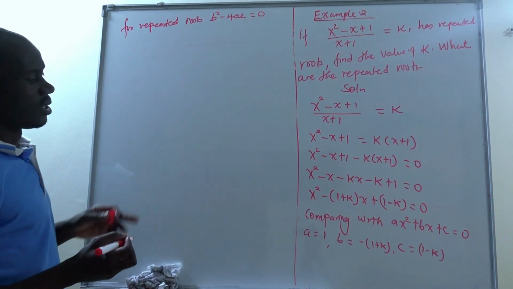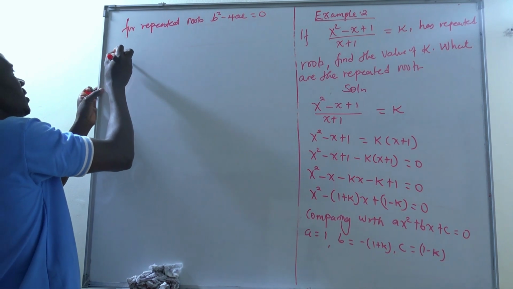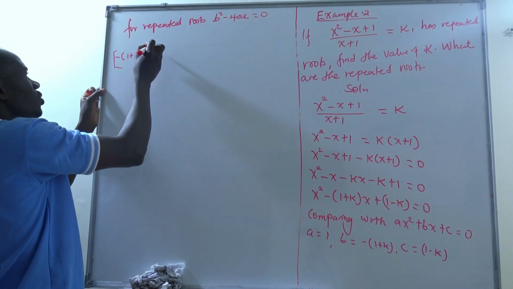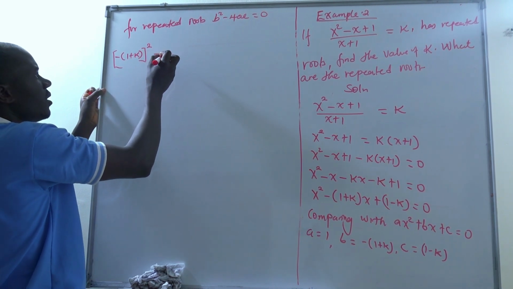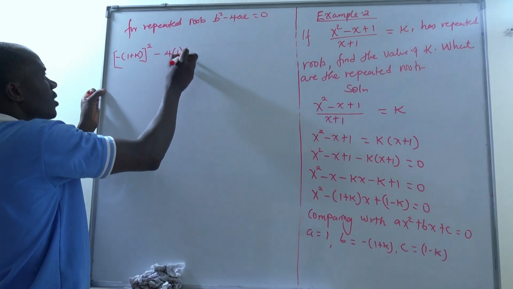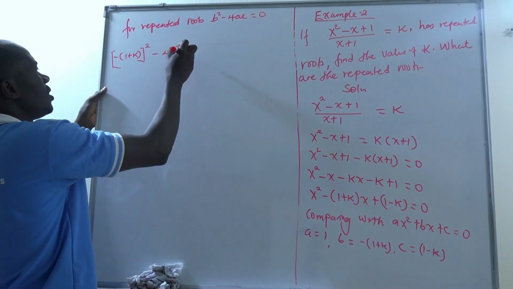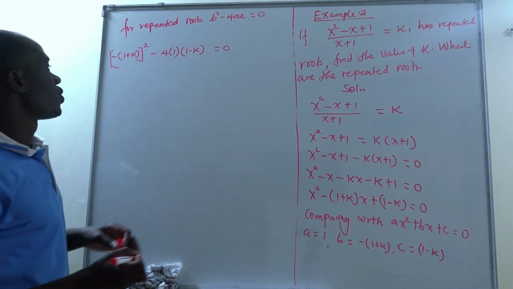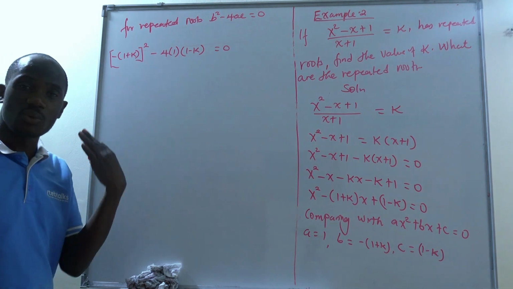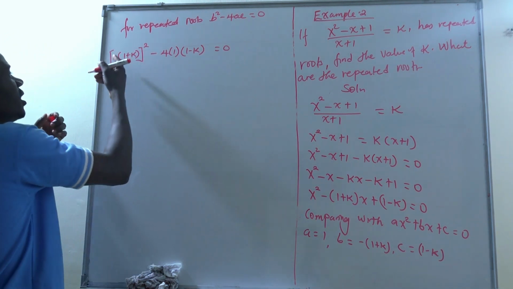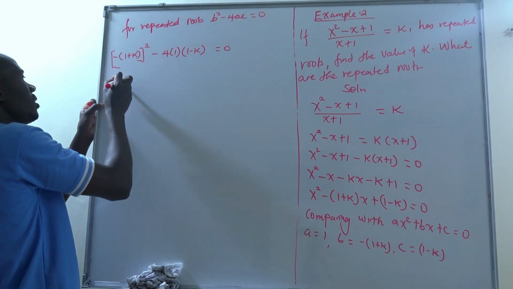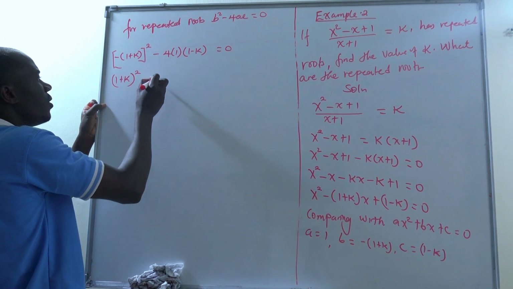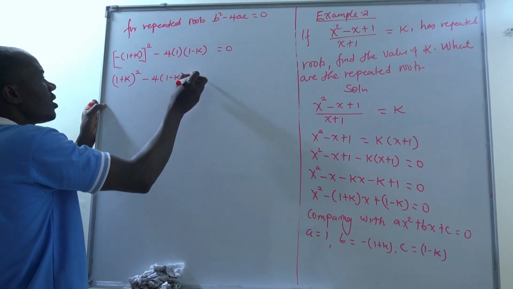So, can we substitute in what is our b? Our b is negative (1 plus k), the whole of it squared, minus 4 times a, which is already 1, times c, which is (1 minus k), the whole thing equals 0. Can we go from Pascal's triangle, like what we did before, or from the expansion? A negative squared remains (1 plus k) squared, minus 4 times (1 minus k) equals 0.